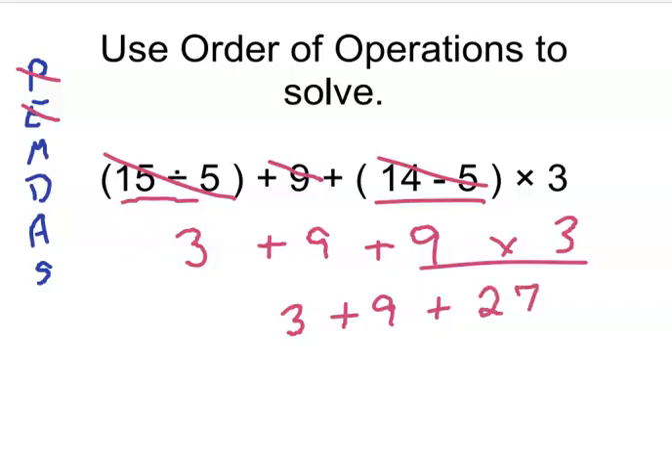All right, so then we do 27 plus 3, or actually we do just left to right, basically. So it really doesn't matter because it's all addition. But 3 plus 9 plus 27 equals 39. And that's your answer following order of operations.